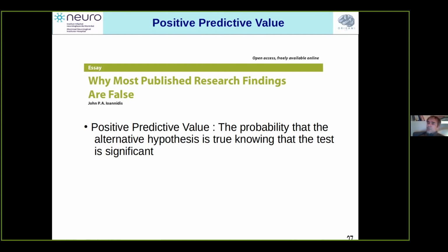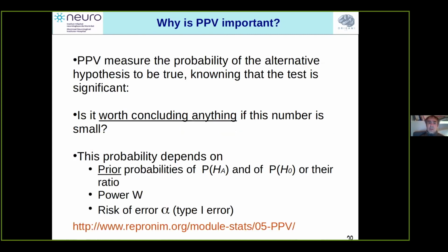So it's a different framework, because the alternative hypothesis is now something that you can attribute a probability to. But it's a very interesting probability to get, because that's the one we are interested in, right? The probability that the actual alternative hypothesis is true. Is it worth concluding anything if that number is small? Probably not. We're not interested in the probability of the value of the test itself. We're really interested in the hypothesis that we have.